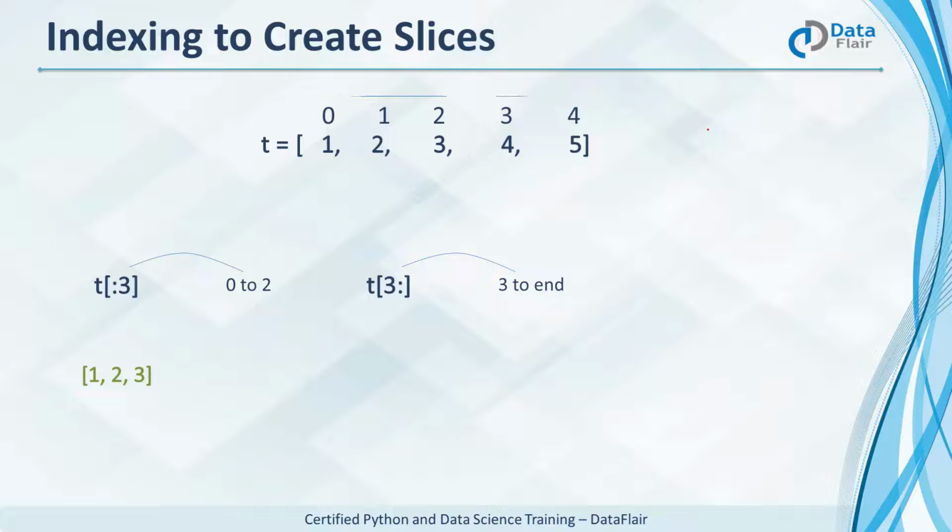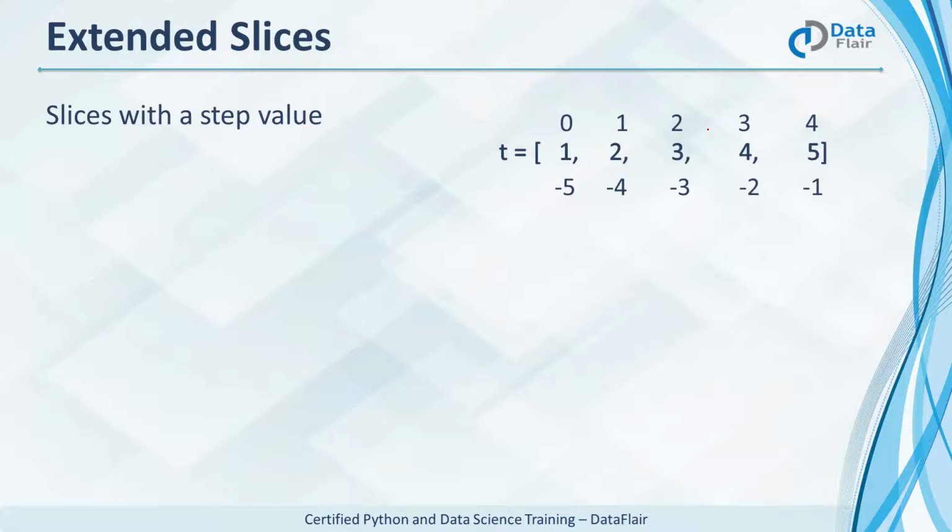Slice 3 to the end means the values 4 and 5. And from start to end, we get all the values. Now let's talk about extended slices. These are the slices to which we add step values. Let's reverse this list from start to end but right to left, and we have reversed the values.